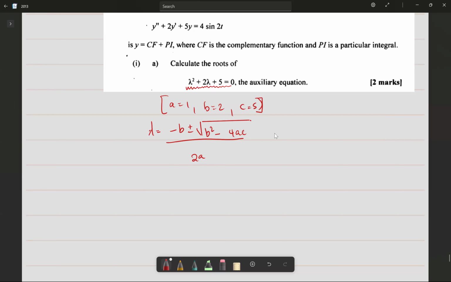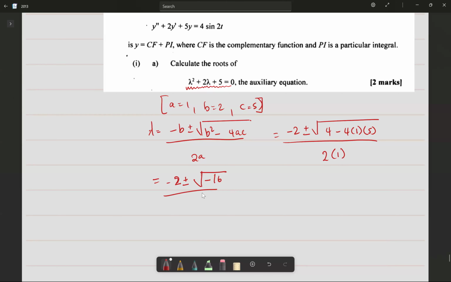So then this is minus 2 plus or minus the square root of b squared, which is 4, minus 4 times a, which is 1, times c, which is 5. Oh, because it's a simple one. Okay, good. That's equal to negative 2 plus or minus the square root of 4 minus 20, negative 16, over 2.